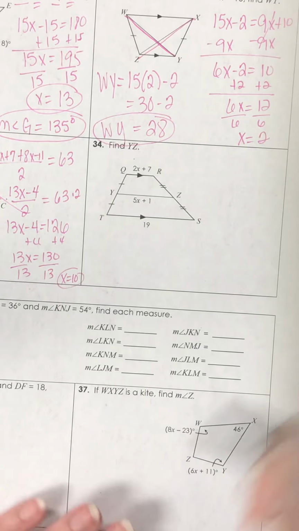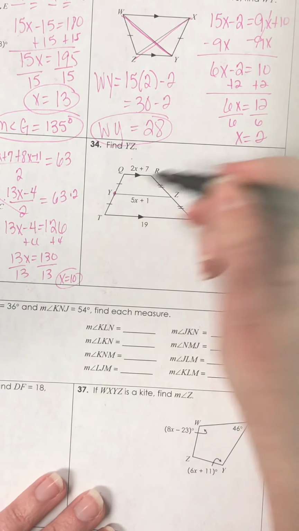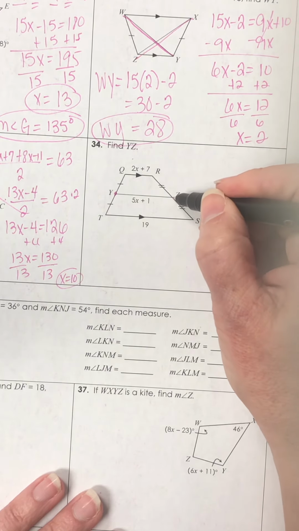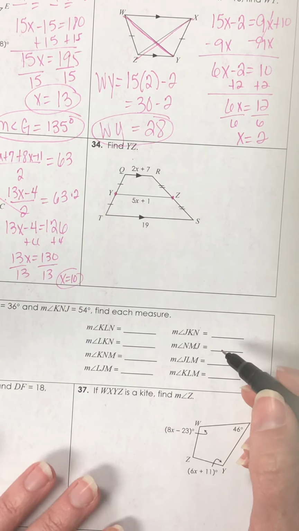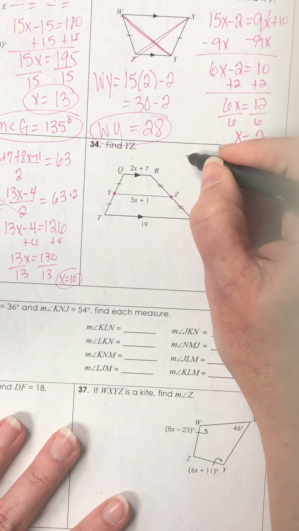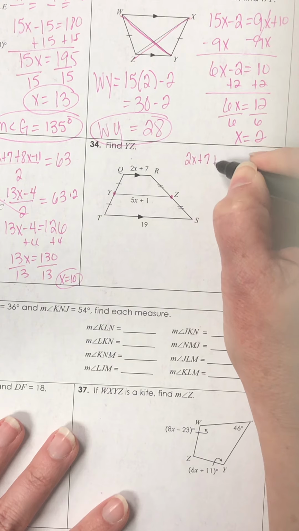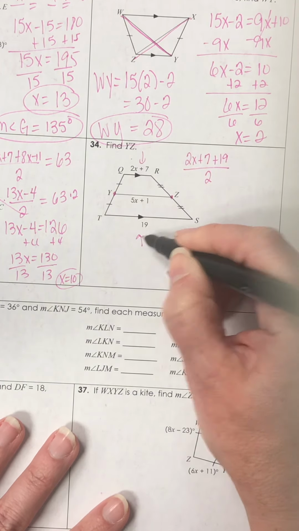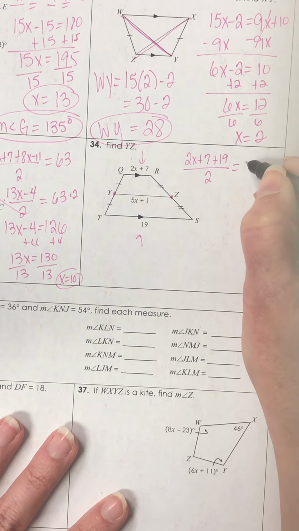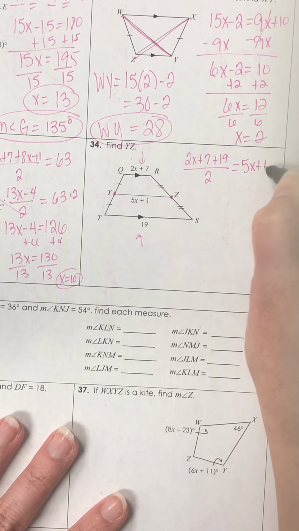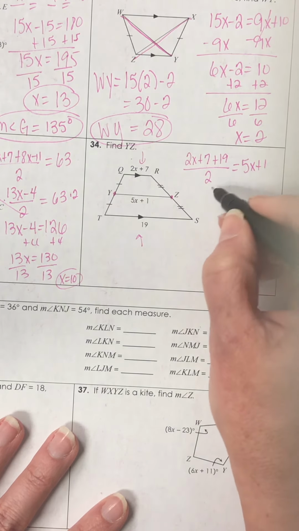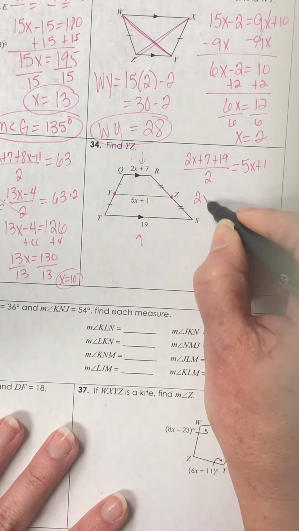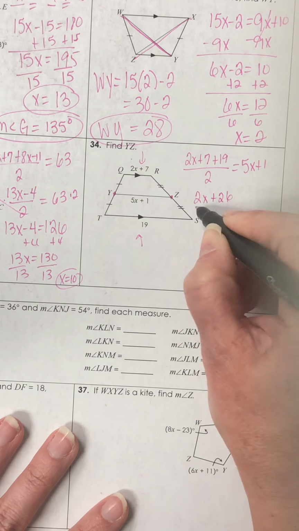Number 34, you have another mid-segment. You can tell that Y is the midpoint of QT and Z is the midpoint of RS. So I know that 2x plus 7 plus 19 divided by 2, so base plus base divided by 2, is equal to the mid-segment, 5x plus 1. Let's combine like terms in the numerator. 7 plus 19 is 26.